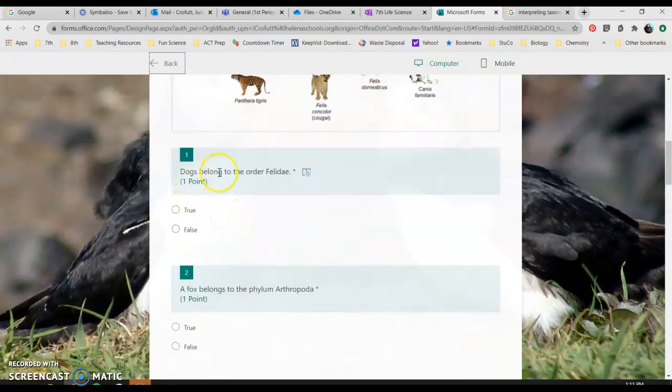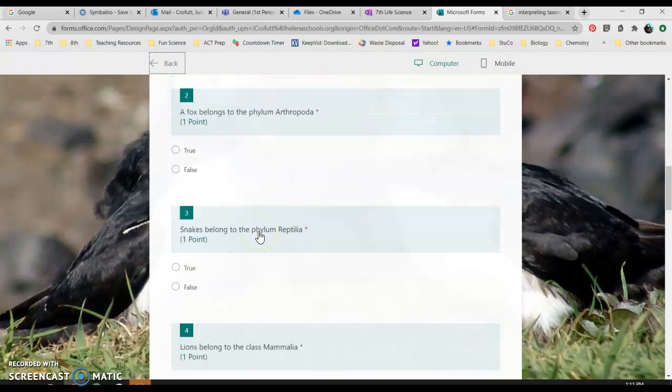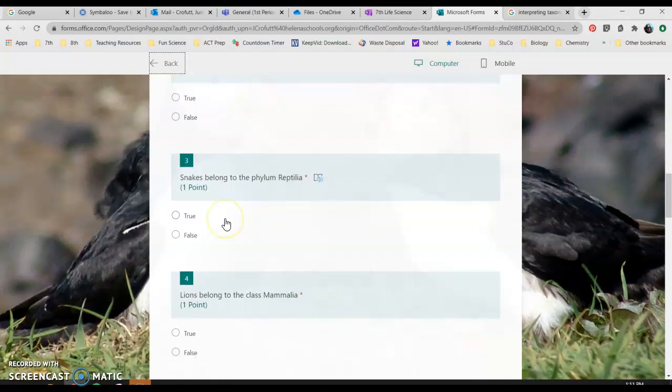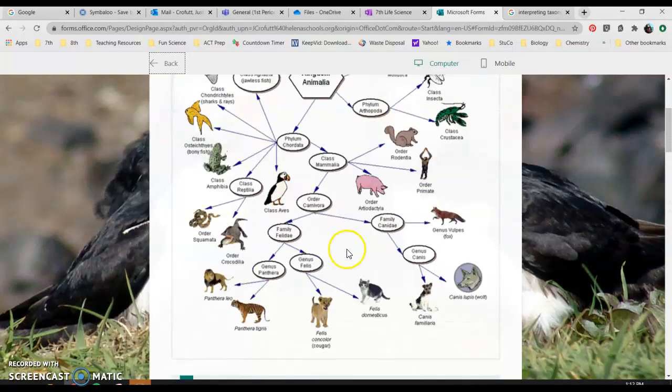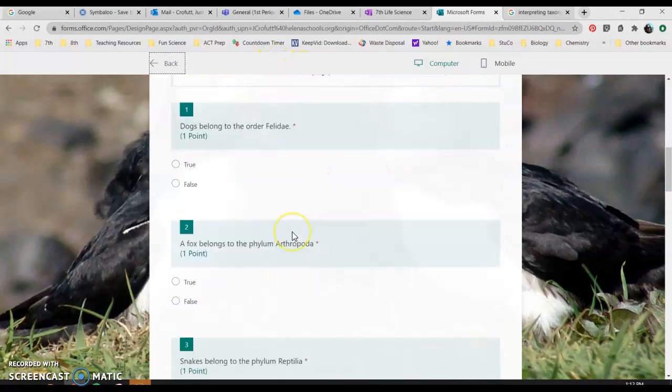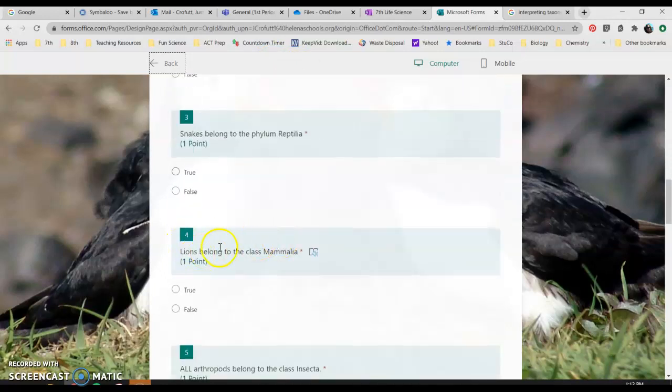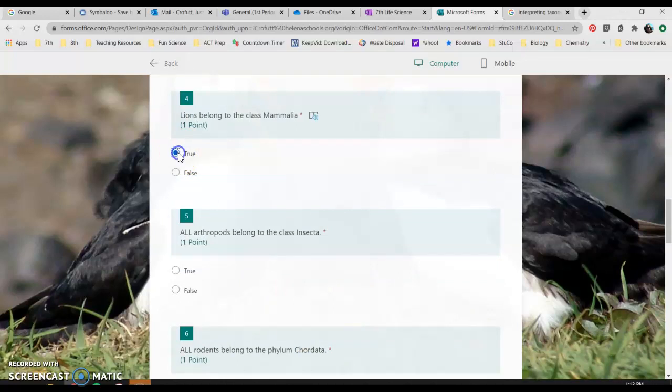First section is true or false. So let's just do a couple of these here. Let's do number 4. Lions belong to the class Mammalia. So if we go up here and we find lions, here we go, there's our lion, and we kind of work backwards. We got genus, family, order, class. So here is our class. Class Mammalia, is that what the question said? Lions belong to the class Mammalia, true. So you guys would choose true for that.